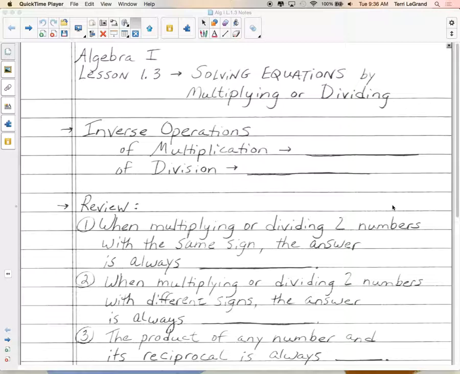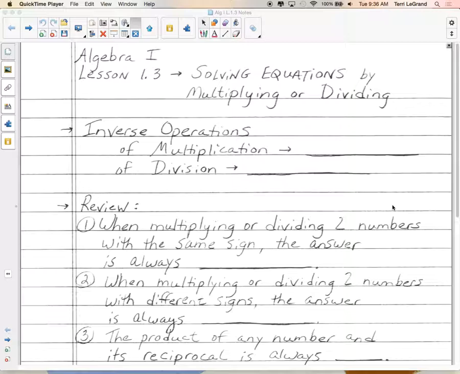So tell me, what are inverse operations? What does that even mean? That's the beginning of our notes here. What does inverse operations even mean? You should know this back from lesson 2. Inverse operations undo each other.